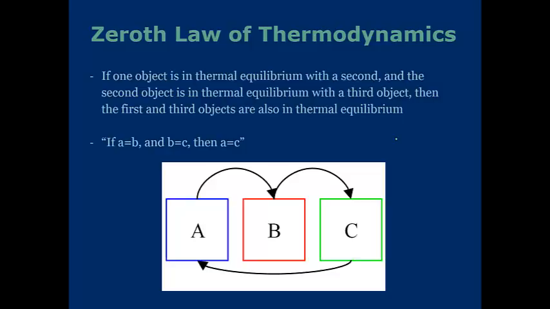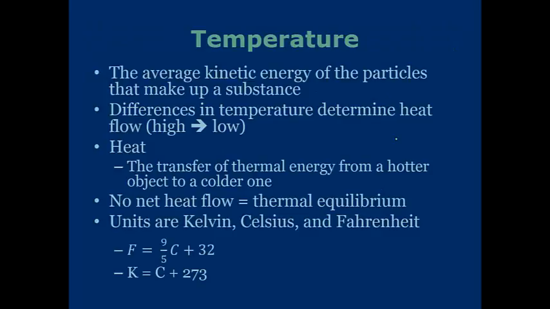It states that if one object is in thermal equilibrium with a second, and the second object is in thermal equilibrium with a third, then the first and third must also be in thermal equilibrium. At the bottom, there's a simpler explanation here. If A equals B and B equals C, then A equals C, hence a transitive property. Where this does apply, though, is when we talk about temperature.